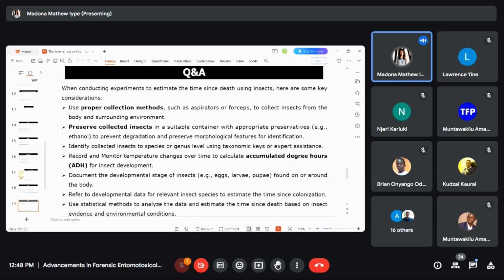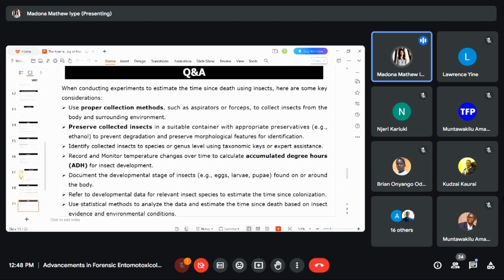Next, this was one good question I got in the form. We all have heard about what entomology is, what entomotoxicology is, but what can we do with this evidence, how do we collect this evidence? So it's very simple. Proper traditional methods can be used for collecting and preserving, and deciding what to do next with the entomological evidence.